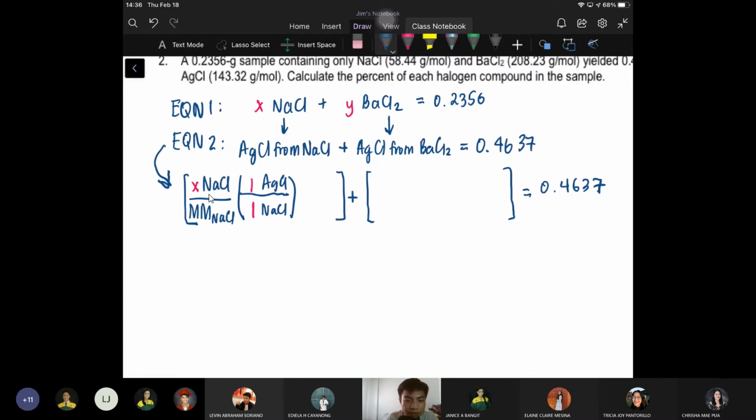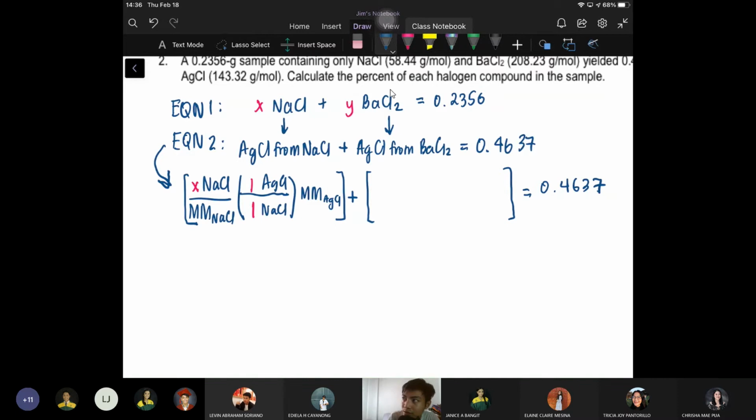So ito, this fraction will give us the mole NaCl. If we multiply it here, that will give us the moles of AgCl. Nasa moles ng AgCl na tayo. Tapos anong kailangan natin? Mass ng AgCl, no? Para makuha natin itong term na to. So to convert mole into mass, you just multiply this by the molar mass of AgCl. Yun. So yan. So this expression is equal to the mass of AgCl from NaCl. Itong lahat ng to, equal yan dito. How about this one?